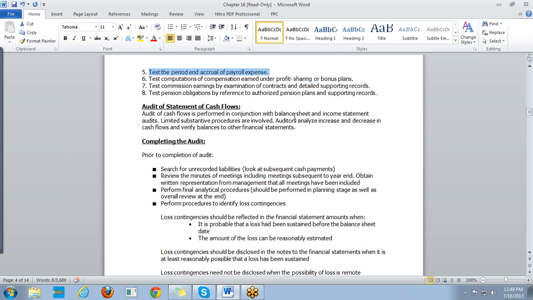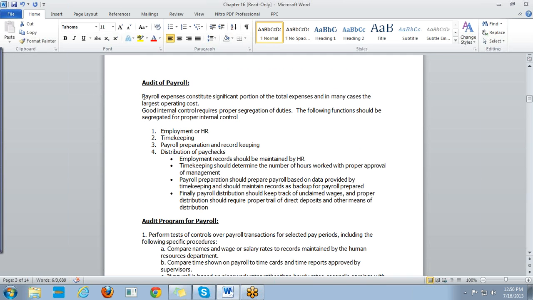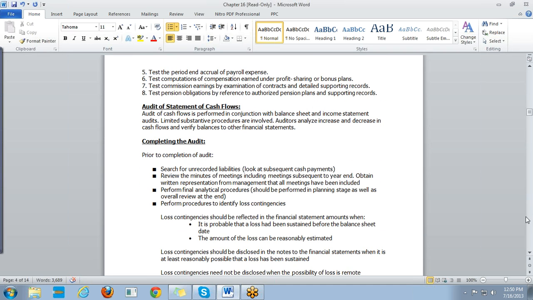Accrual is very important for tax purposes. Computation of sales commissions, bonuses. You may do your own computations and verify with what has been approved. So by doing this, you are trying to assert that the largest expense in many cases, or largest operating cost, is being checked and double checked for accuracy.